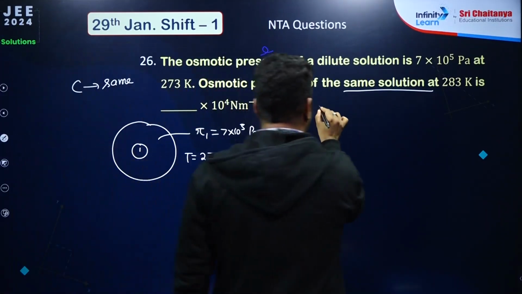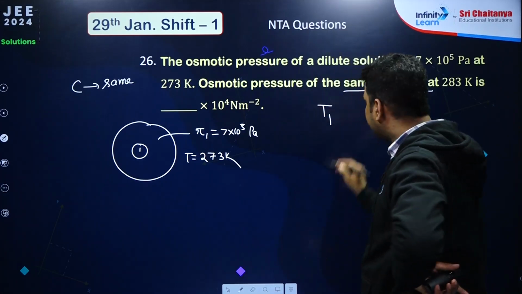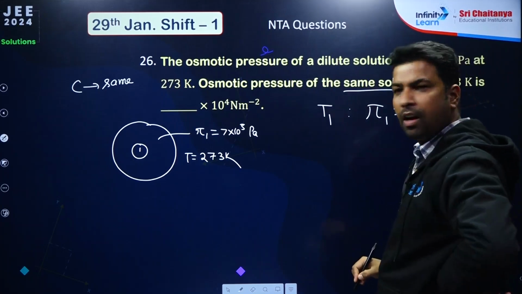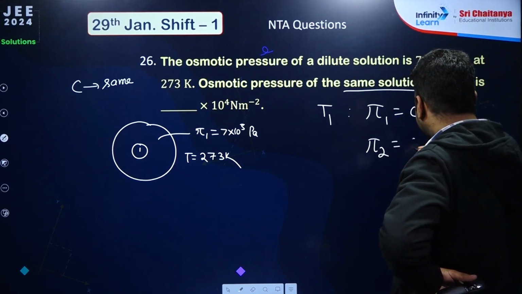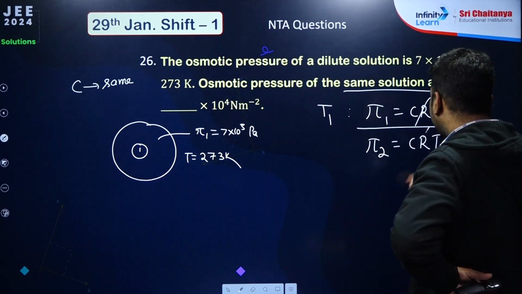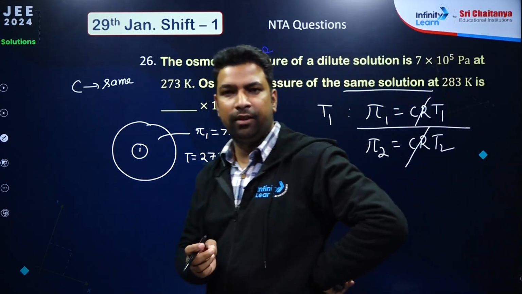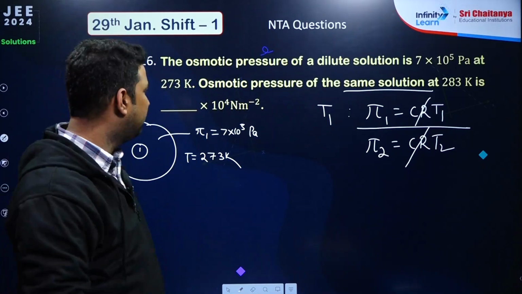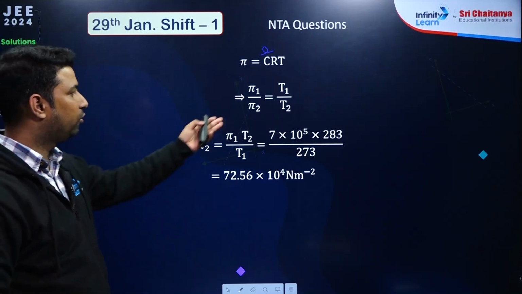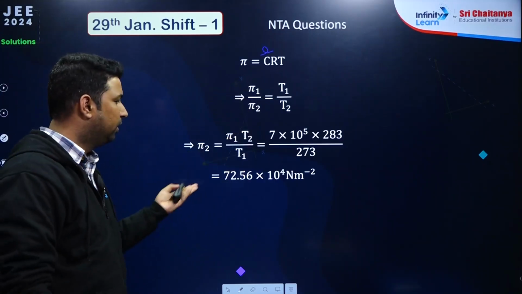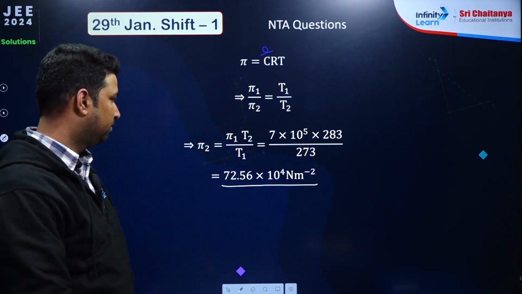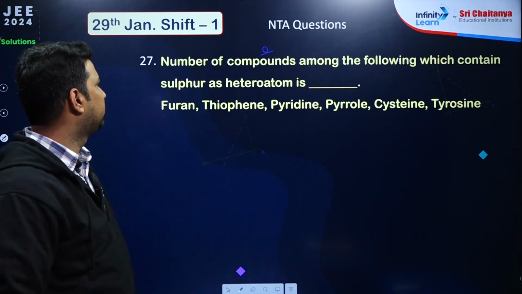Suppose at temperature T1, pi 1 equal to CRT1, and at temperature T2, pi 2 is CRT2. Why am I taking C? Because same solution. If you take the ratio, CR will cancel out. So a simple relation is developed. Pi 1 by pi 2 equal to T1 by T2. And with this concept, you can get the answer here. Pi 1 by pi 2 equal to T1 by T2. Just put the value and get the answer. The answer will be 72.56 into 10 to the power 4. Okay. Come to the next question.